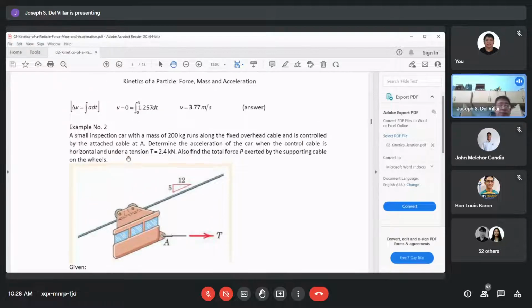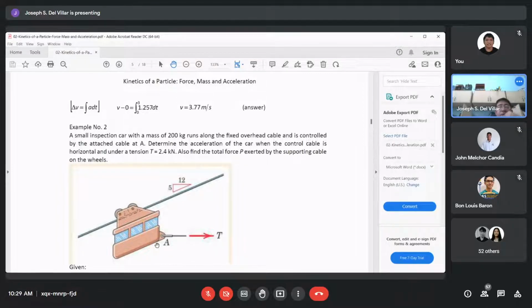Okay, let's have another example. A small inspection car with a mass of 200 kilograms runs along the fixed overhead cable. Okay? So merong inspection car. Okay? Small. So 200 kilos lang to. Runs along the fixed overhead cable and is controlled by the attached cable at A. Okay? So may control dun sa car. Okay? And through the attached cable at point A.